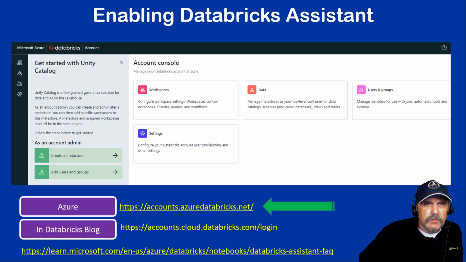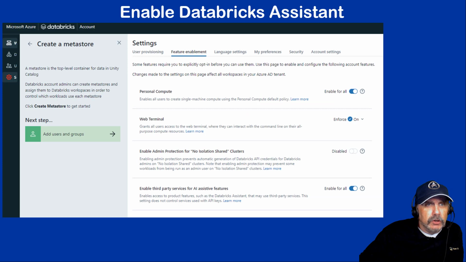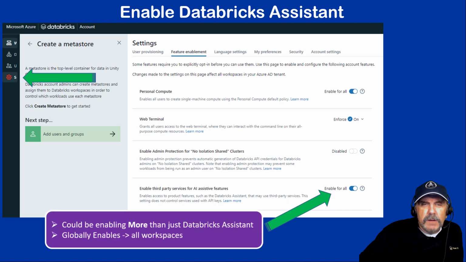So it's a very powerful service, but I was happy to see I didn't have to enable Unity Catalog to use this service. What I did have to do is go into the admin portal, click on the settings. You can see there the little red widget there. Click on that. At the very bottom of the screen, you can see where you enable third-party services, it says AI assistive features. And that's great. Just click it and you're good to go. It will enable it across all your workspaces.